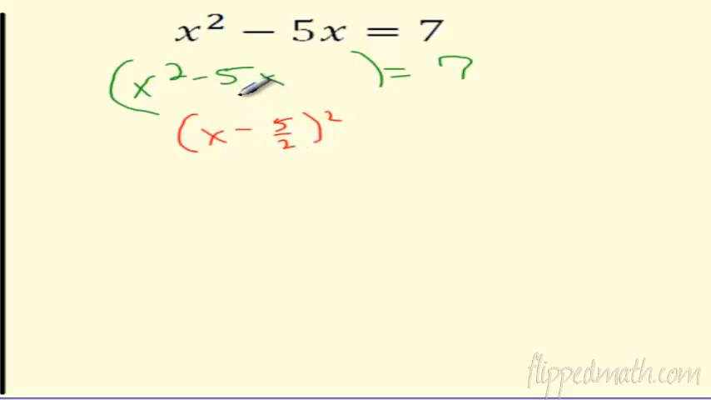So what happens here? You've got half a b. Then you're going to square it. So what is that squared? That's going to be plus 5 squared is 25, 2 squared is 4. You're actually adding 25 fourths to both sides. So whatever you do to one side, you've got to do to the other side.